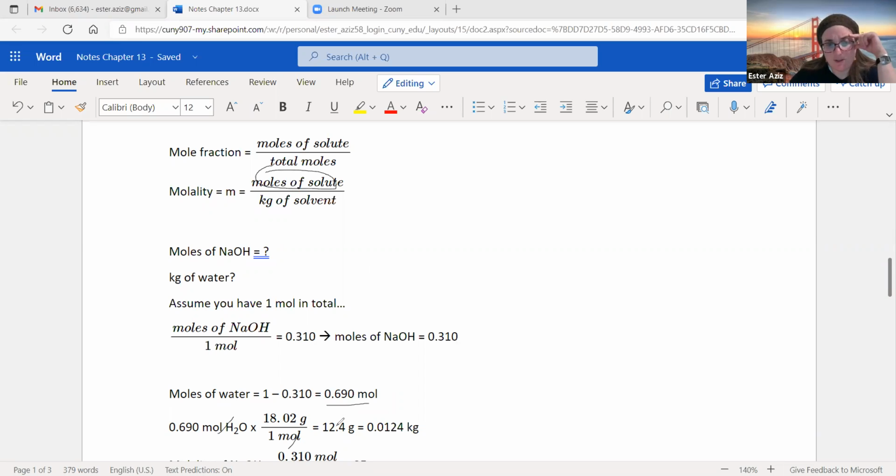Now, this is still not the final answer because the molality requires the mass of the solvent to be in kilograms. So what we're going to do is just very simply convert grams into kilograms, and 12.4 grams is equal to 0.0124 kilograms.